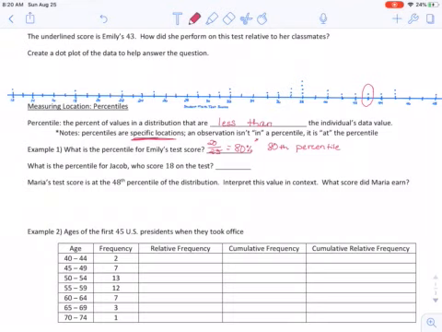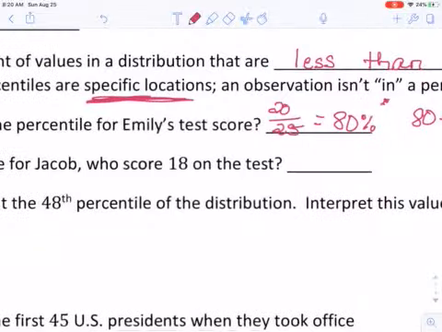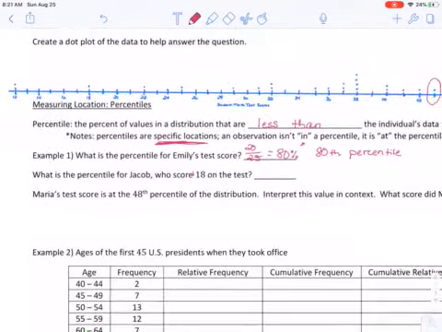So then what is the percentile for Jacob, who scored an 18 on the test? Let's pretend it said scored 18 on the test. That would mean this one is Jacob. He only scored better than one other student. So his percentile would be found by that one person out of 25, because again, we're measuring the percent of people who score lower than the individual. So we would say his score is the 4th percentile.